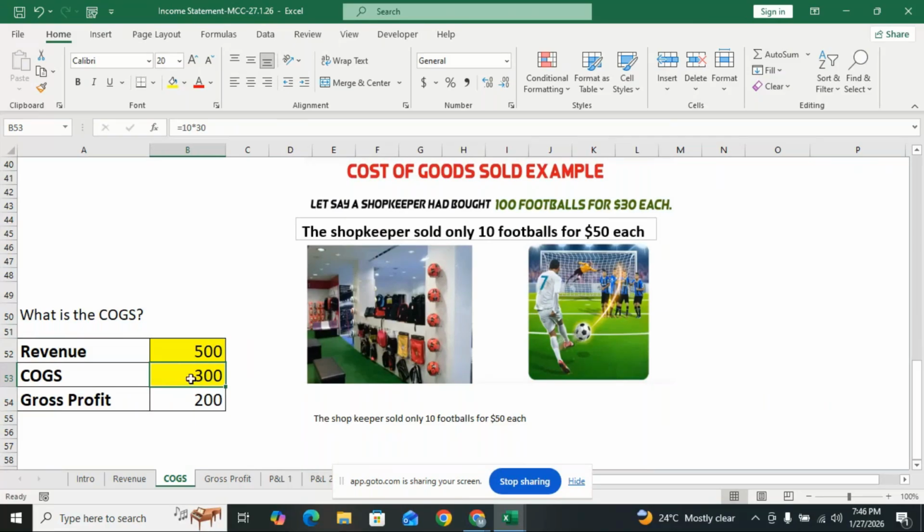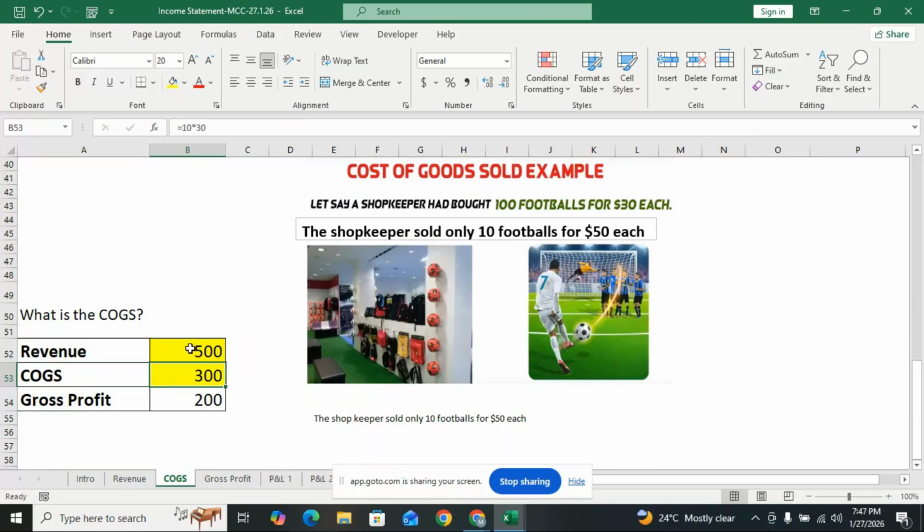So here what you have to understand, the most important aspect is your COGS. Revenue is very easy to compute. How many footballs are being sold? 10, priced at 50 each. So 10 into 50 is 500. But how do you compute the COGS, cost of the goods sold?